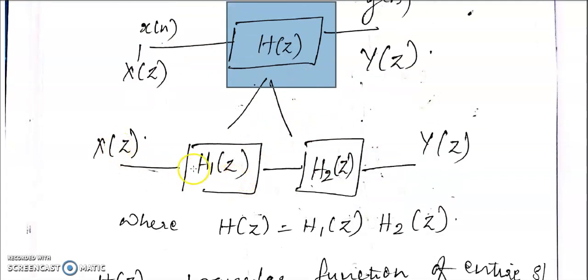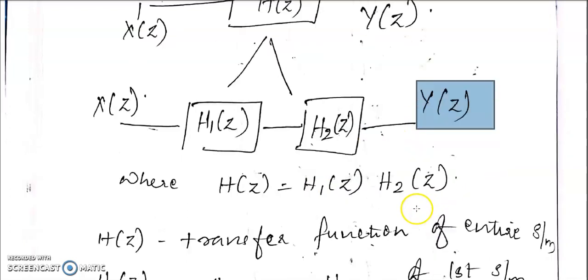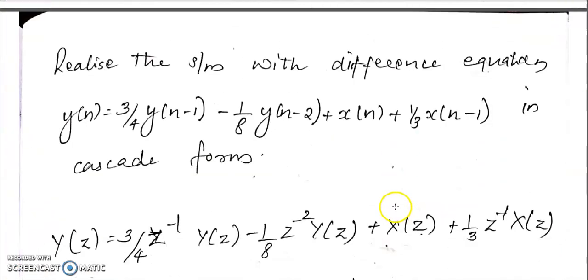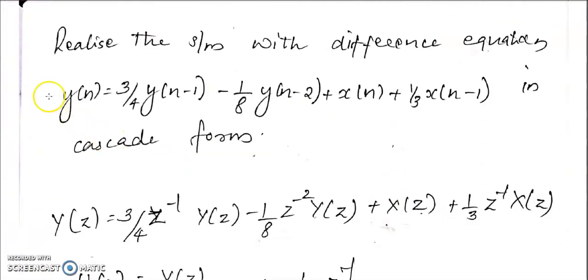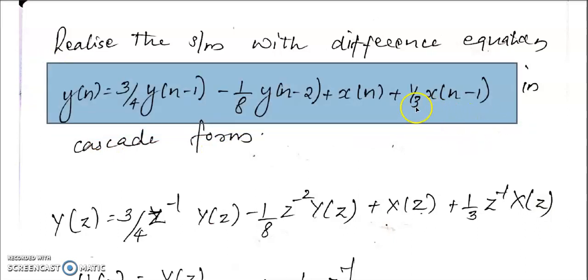When we check this figure, it is clear that the input X of z is connected to the first system, and the first system output is connected to the second system. We get the final output from the second system. Okay, we can check with a problem. Just read this problem. Here, an IIR system is explained by this equation. We want to realize it using the cascade form.